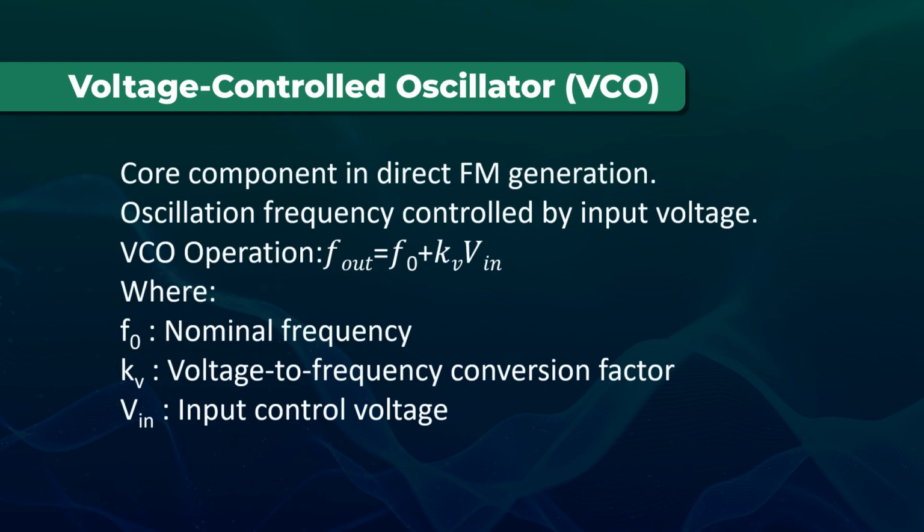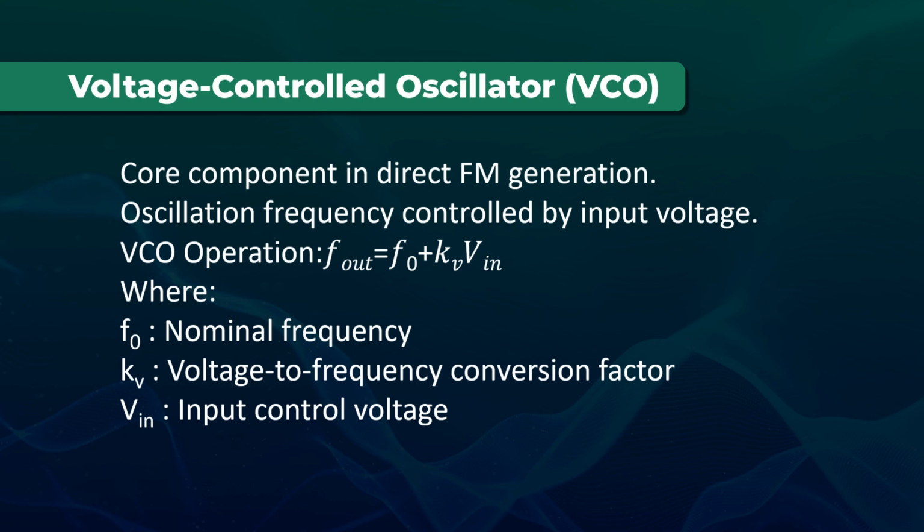Now, the second important component is the voltage controlled oscillator, VCO. The core component in direct frequency modulation generation is the voltage controlled oscillator. A VCO is an electronic oscillator whose oscillation frequency is controlled by a voltage input. The frequency output of a VCO is a linear function of the input voltage, making it ideal for frequency modulation purposes.